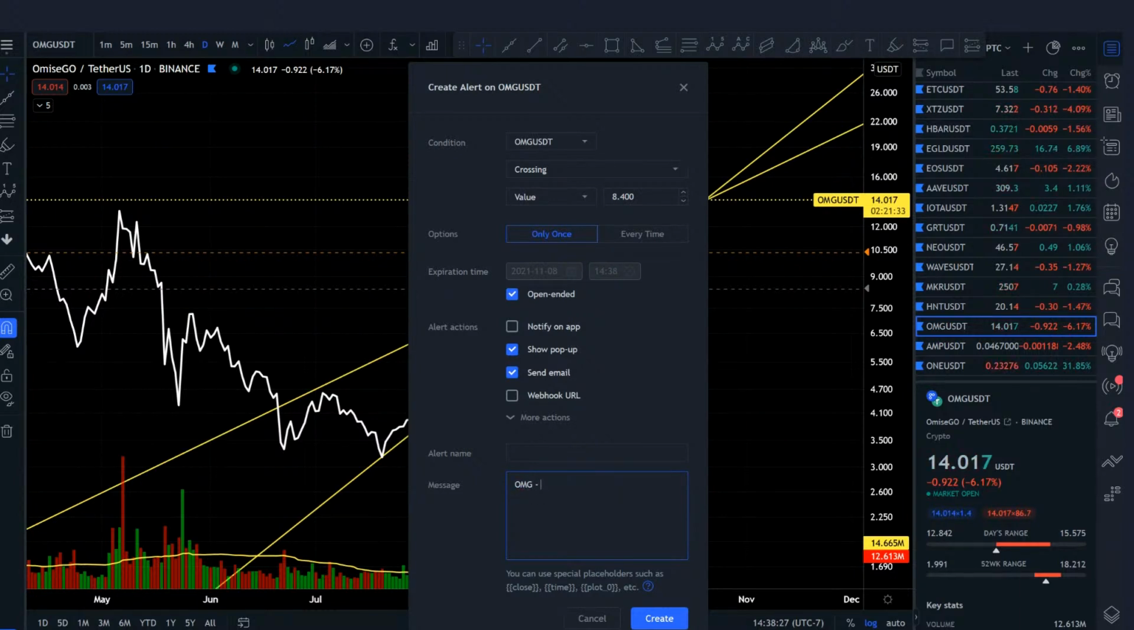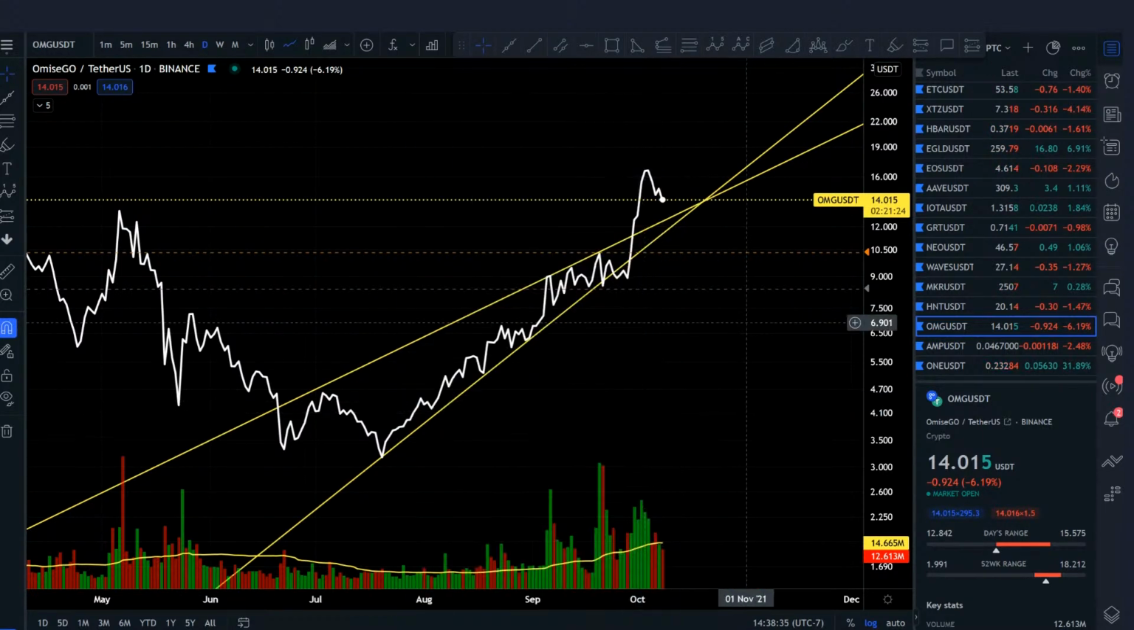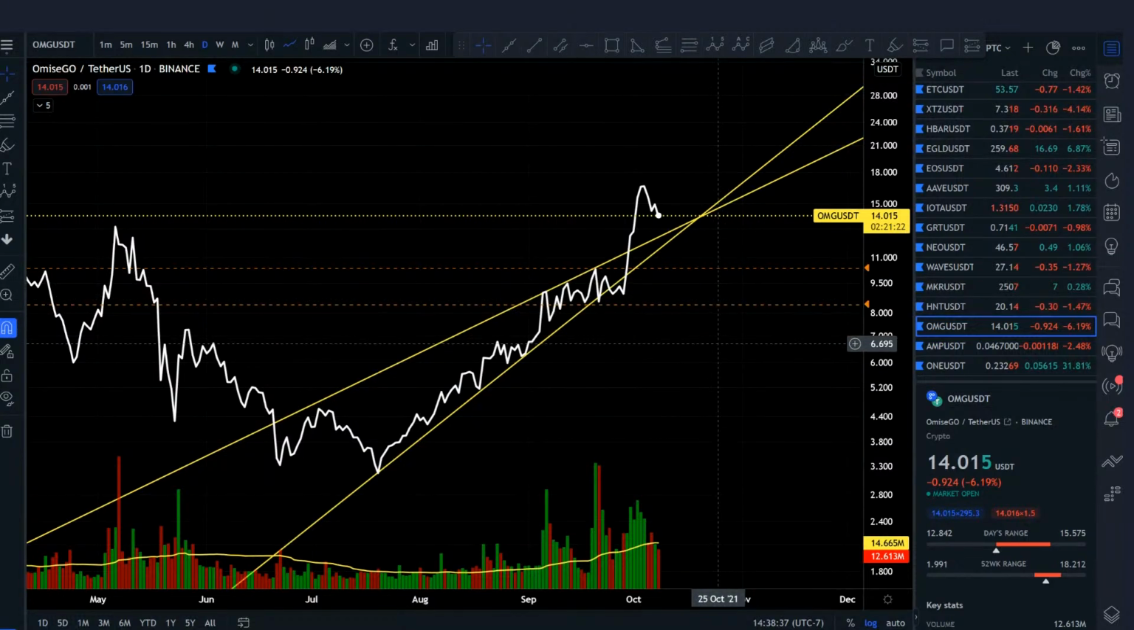OMG, 1 day chart. This is how I do it. Breakdown of support level. And that's all you have to do. And then you have to make sure you pay attention to your alerts, right?